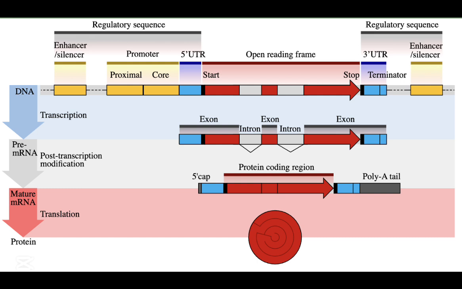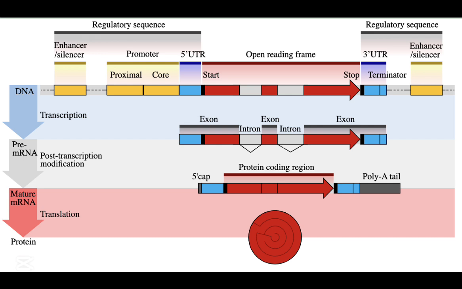Some are turned on, some are turned off, and some are set to low or high depending on what the cell needs at that particular moment. So it's like a control panel with tons of switches for each gene. On, off, dimmer switches. Exactly. And two key players in this control panel are promoters and transcription factors.